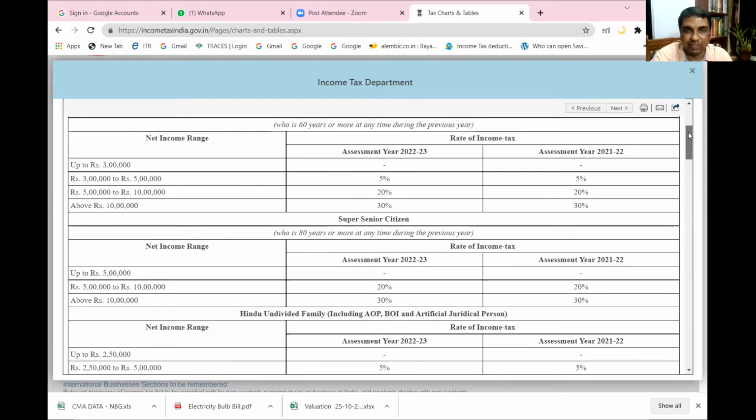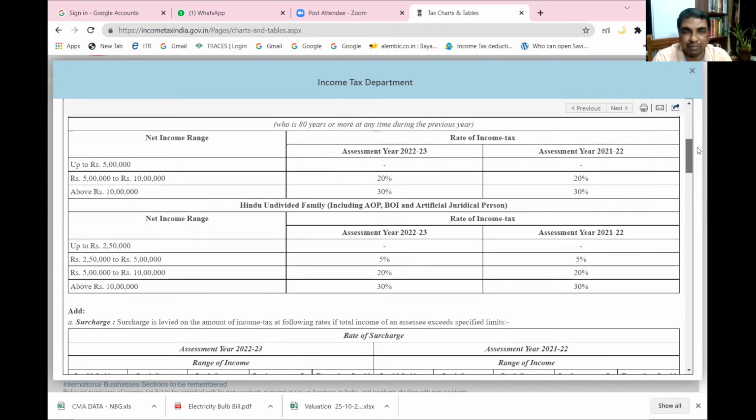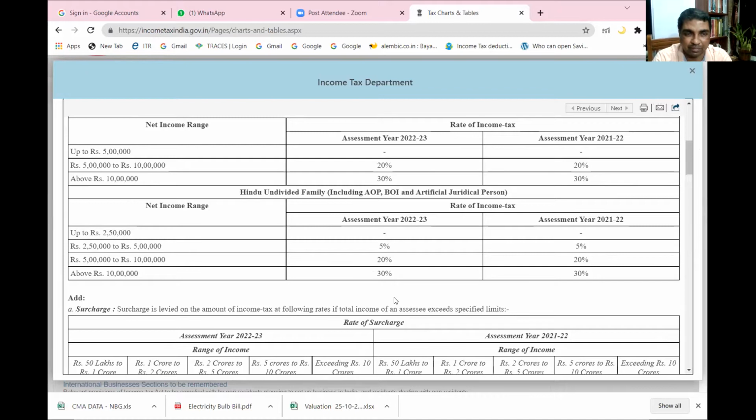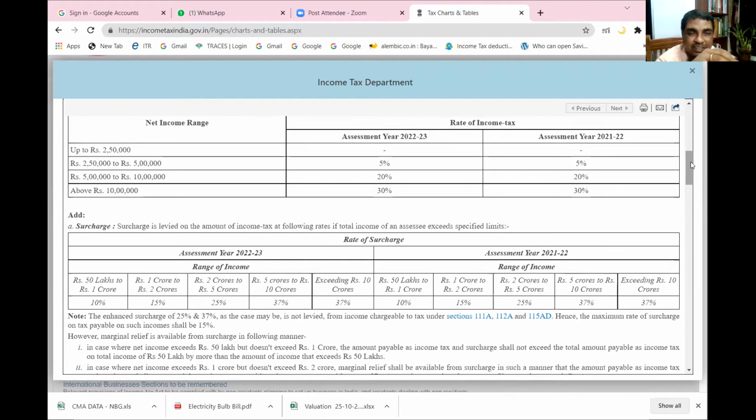For individuals of different ages, 60 years or more and 80 years and more, the basic exemption limit is 3 lakh and 5 lakh respectively. For HUF, this is the normal slab. Okay, understood?